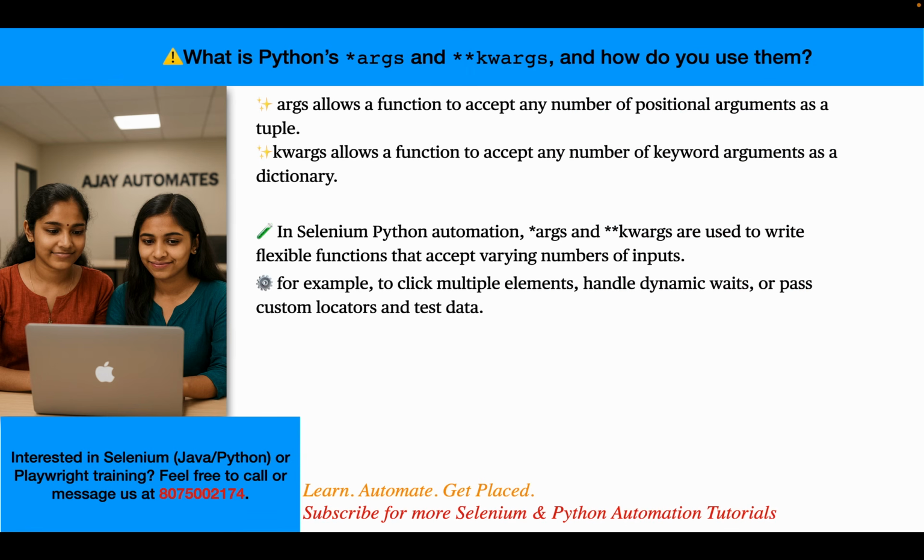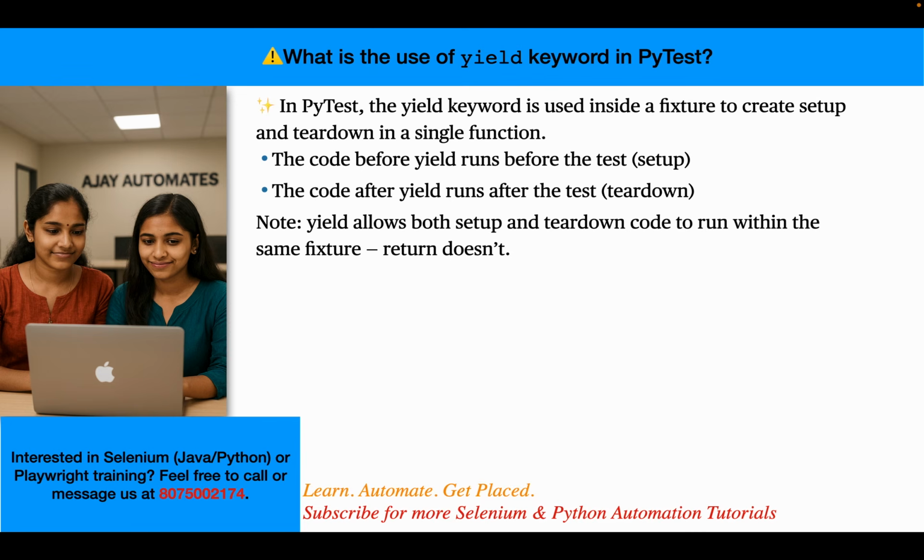Let's see the next question. What are Python's args and kwargs and how do you use them? Args allow a function to accept multiple positional arguments as a tuple, whereas kwargs allow a function to accept any number of keyword arguments as a dictionary. These both are used to write flexible functions that accept a varying number of inputs in Selenium Python automation. This is the difference between both.